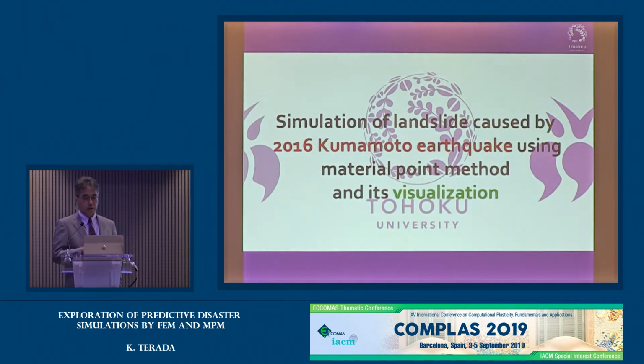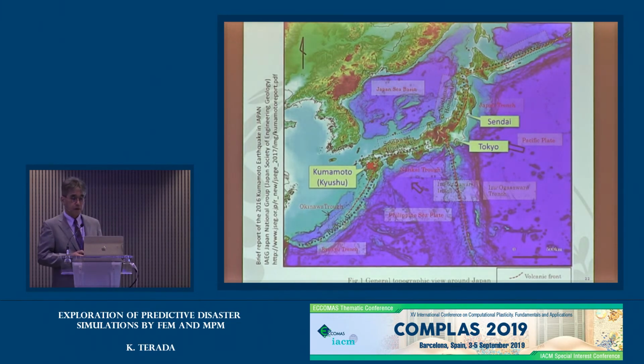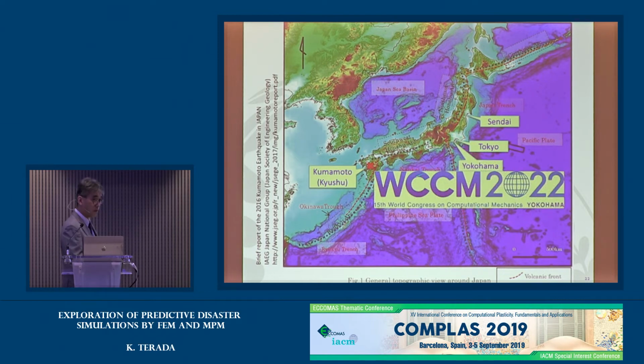So in this context, let me show you the simulation of landslide caused by the Kumamoto earthquake by using the material point method in this case. Here is the Japan Islands. Here we have the Kumamoto prefecture that was attacked by the earthquake. By the way, I came from Sendai, and here is Tokyo. And also we have Yokohama.